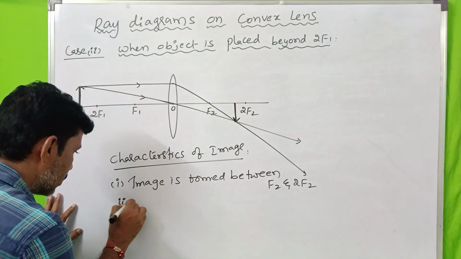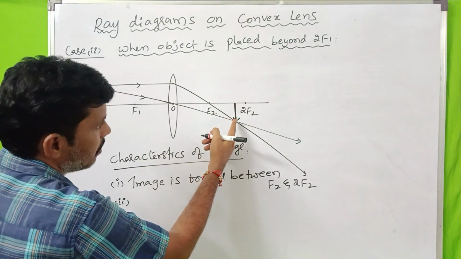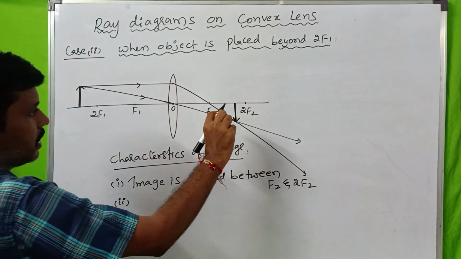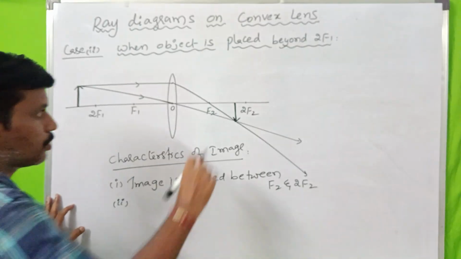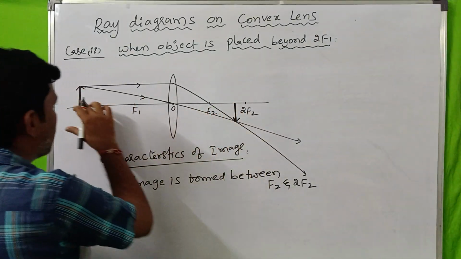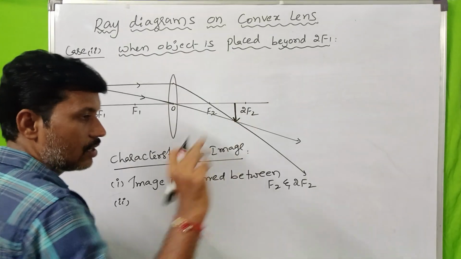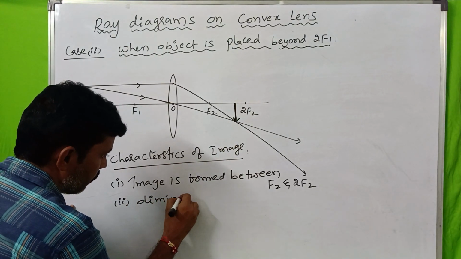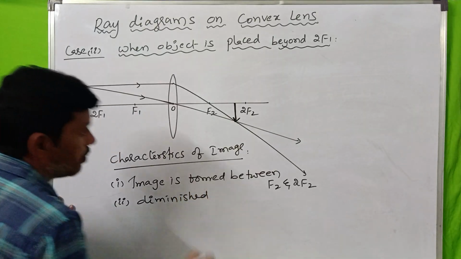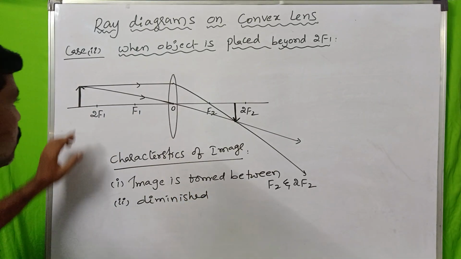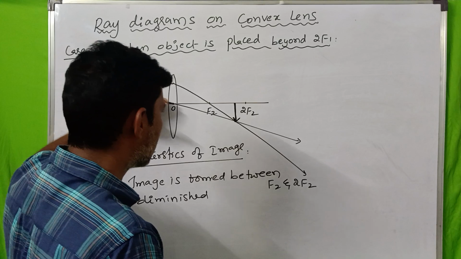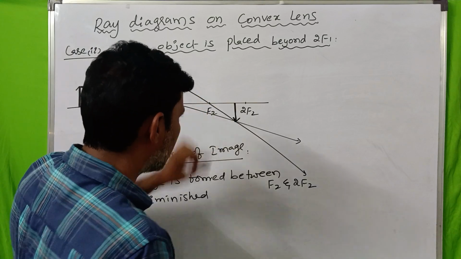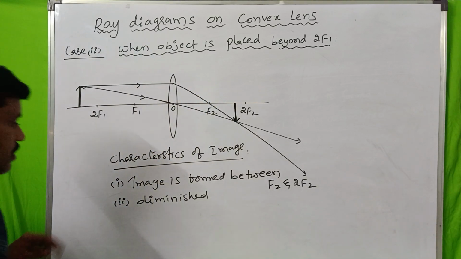Next, size. Image size compared to the object. The image size should be diminished. Actually, it should be a little smaller compared to the object size. The image size should be less, that's why it is a diminished image. If you are using a scale and you can draw properly, the size will be less when compared to the object size.